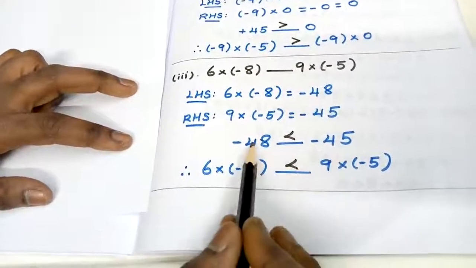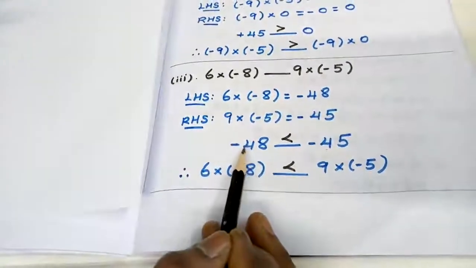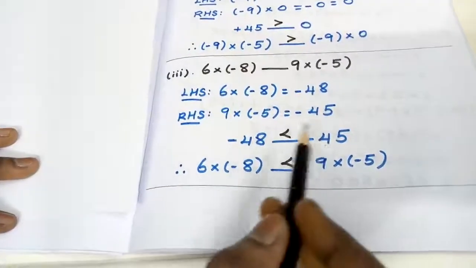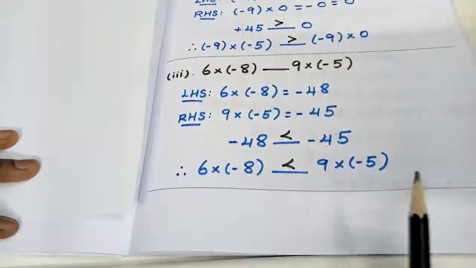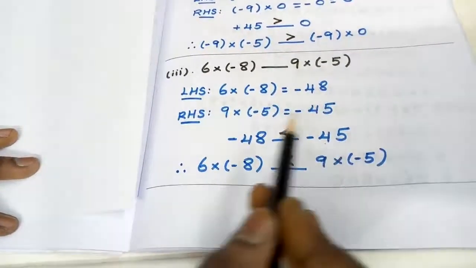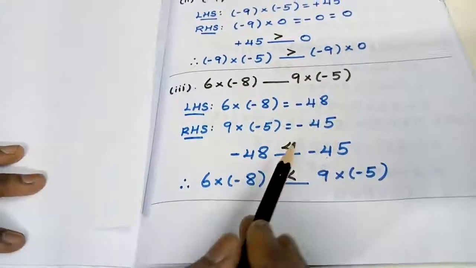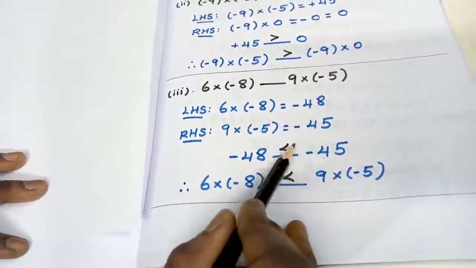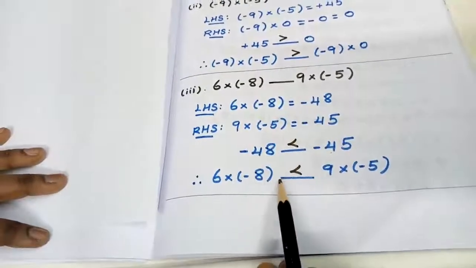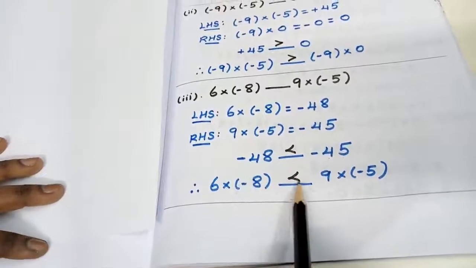Just the opposite. 48 and 45 means 48 will be the greater number regarding the positive sign. While you are doing the negative calculation, the smaller number will be the greater value, that is minus 45 will be the greater number. So minus 48 is less than minus 45. So which number is going to be greater, on that side I am opening the arrow mark. So I am replacing the question in this case, that is 6 into minus 8 is less than 9 into minus 5.